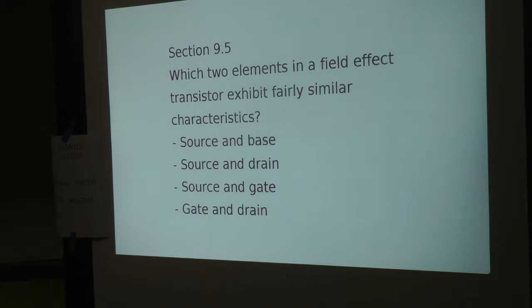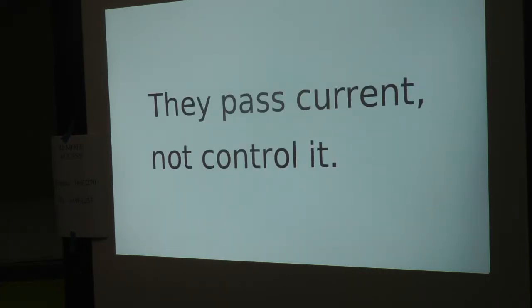Which two elements in a field effect transistor exhibit fairly similar characteristics? Source and the drain. Source and gate? Source and drain? Source and drain. Yeah. They both pass current, they don't control it. Although the other ones were either 1, not a part of the device, or 2, they control it.